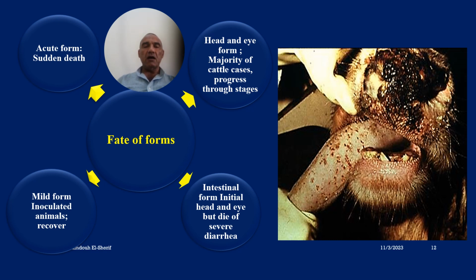Common head and eye form. The majority of cattle cases progress through different stages. Intestinal form: initial head and eye form but die of severe diarrhea. This picture indicates lesions that occur on the tongue and oculonasal discharge that is clear here. Mild form: inoculated animals will recover, meaning that this is an experimental infection.